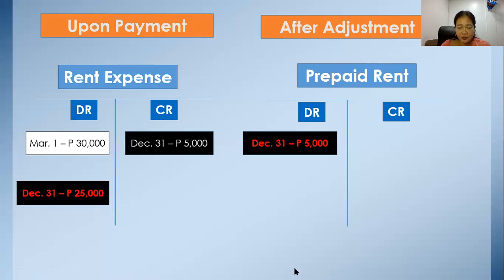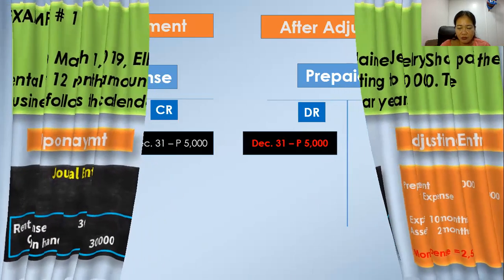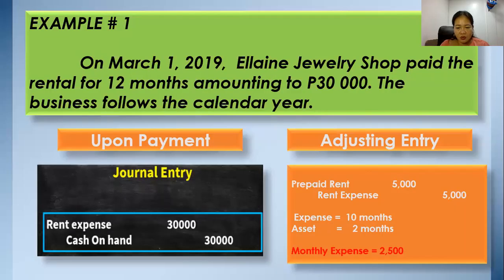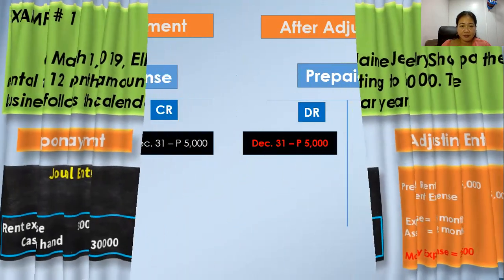So our prepaid rent, or the asset portion, would be equivalent to 2 months. So that would be 2,500 times 2. That is why we need to debit prepaid rent 5,000 and credit rent expense, reducing the rent expense by 5,000. And the expense portion is equivalent to 10 months.